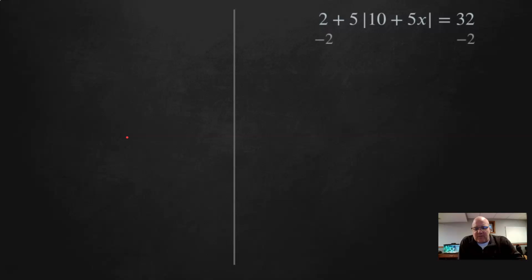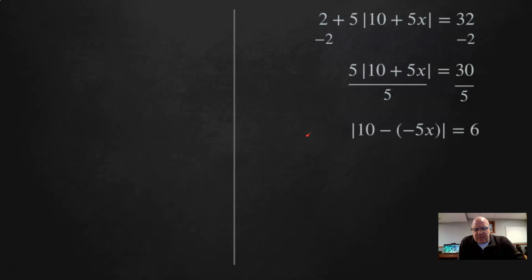Well, we're going to go ahead and subtract the 2 from both sides. And then instead of multiplying everything by 5, I'm going to divide both sides of the equation by 5. And when I divide both sides of the equation by 5, I get the absolute value of 10 plus 5x equals 6. But we know addition is not a very good way to indicate distance on a number line. So we're going to change that addition sign to 10 minus a negative 5x equals 6.